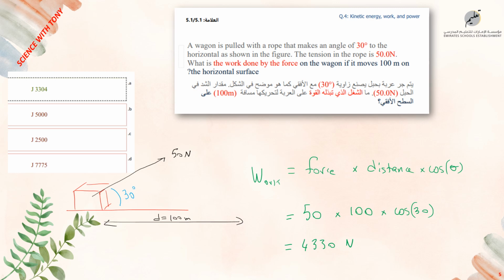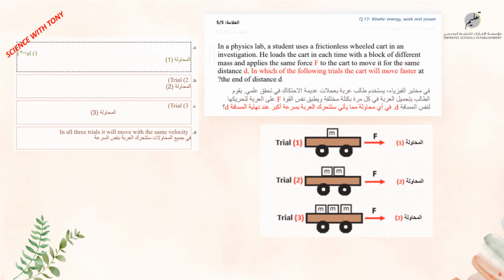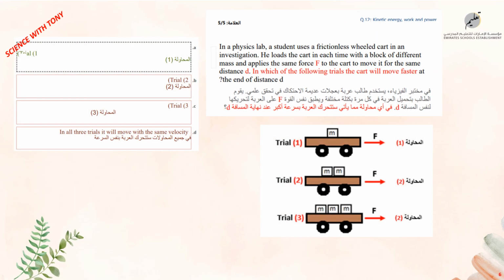Next, with the next question. In a physics lab, a student uses a frictionless wheeled cart in an investigation. He loads the cart each time with a block of different mass and applies the same force to the cart to move it the same distance, d.